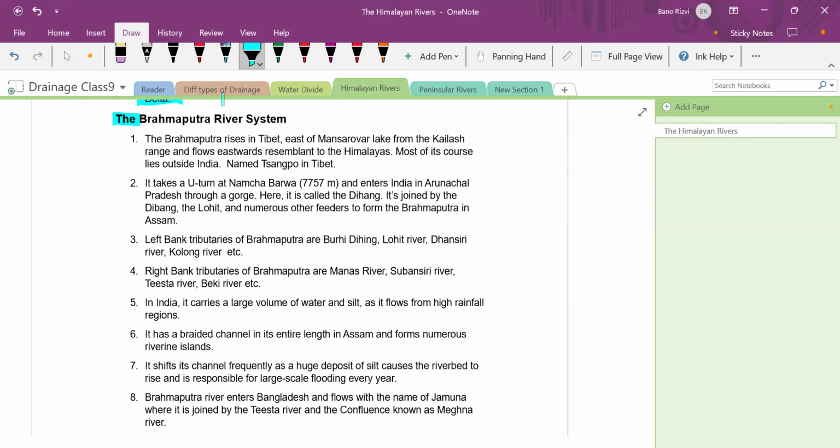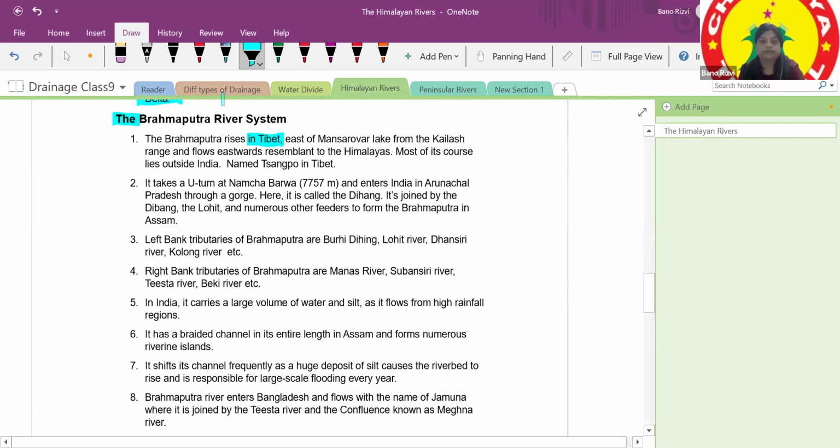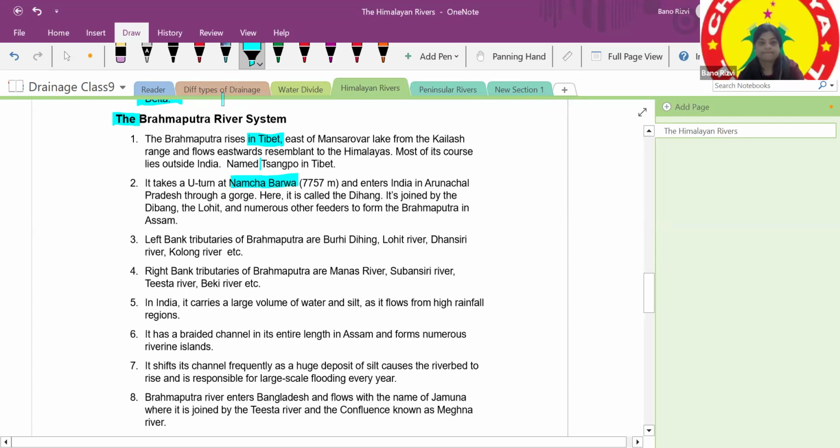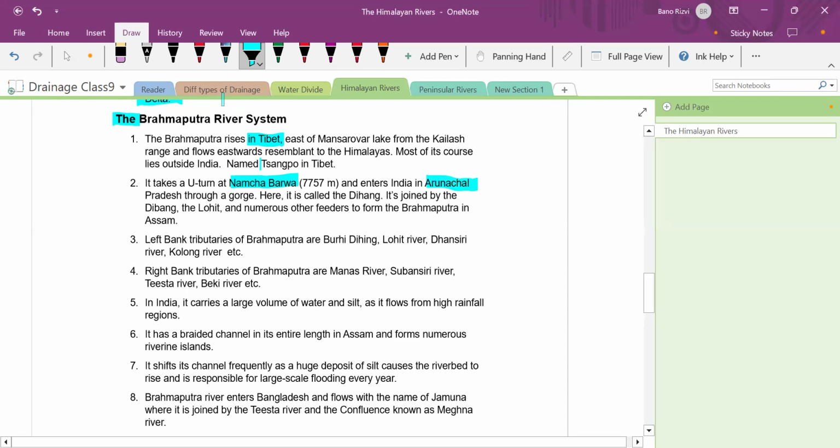The Brahmaputra river system. The Brahmaputra rises in Tibet east of Mansarovar Lake from the Kailash range and flows east parallel to the Himalayas. Most of its course lies outside India, named Tsangpo in Tibet. It takes a U-turn at Namcha Barwa and enters India in Arunachal Pradesh through a gorge. Here it is called the Dihang. It's joined by the Dibang, the Lohit, and numerous other feeders to form the Brahmaputra in Assam.